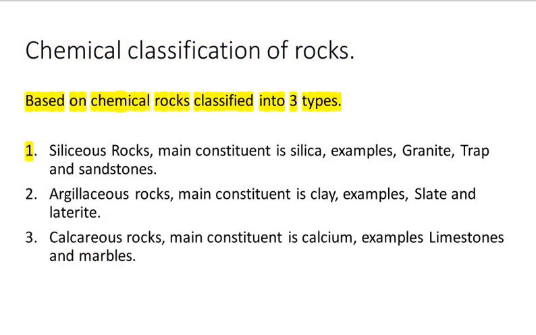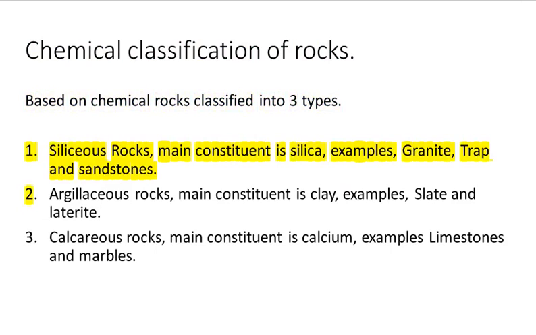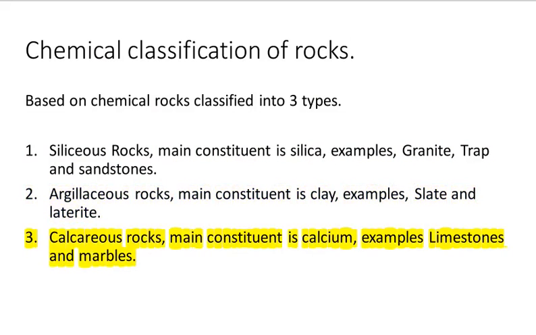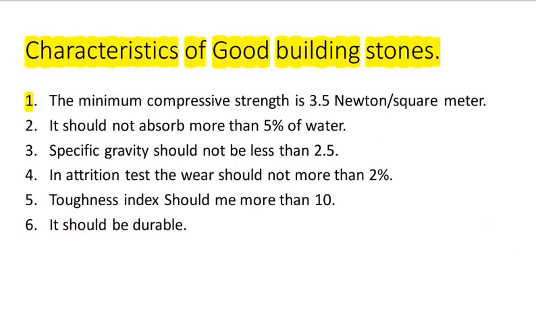Chemical classification of rocks. Based on chemical composition, rocks are classified into 3 types. 1. Siliceous rocks, where the main constituent is silica. Examples, granite, trap and sandstones. 2. Argillaceous rocks, where the main constituent is clay. Examples, slate and laterite. 3. Calcareous rocks, where the main constituent is calcium. Examples, limestones and marbles.